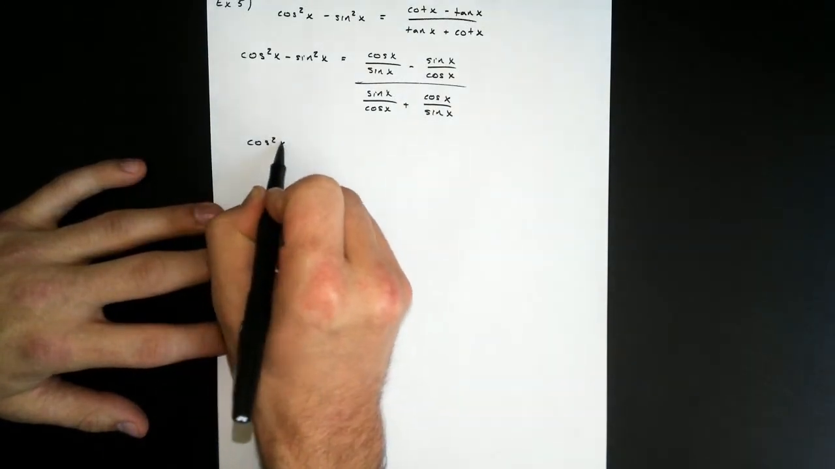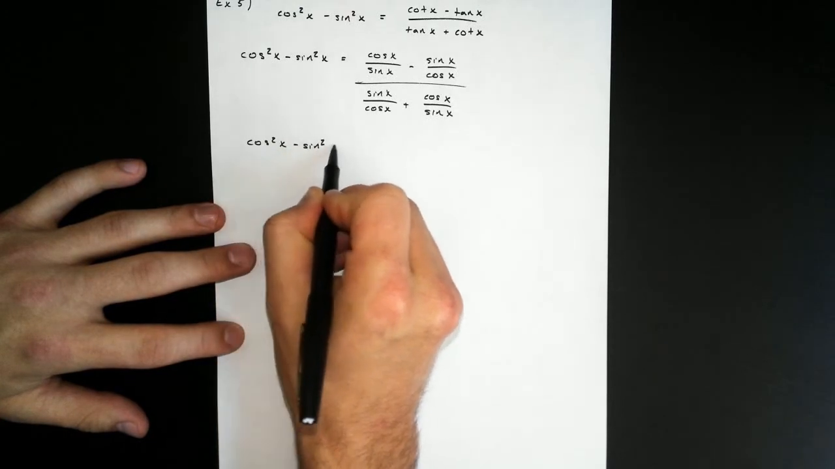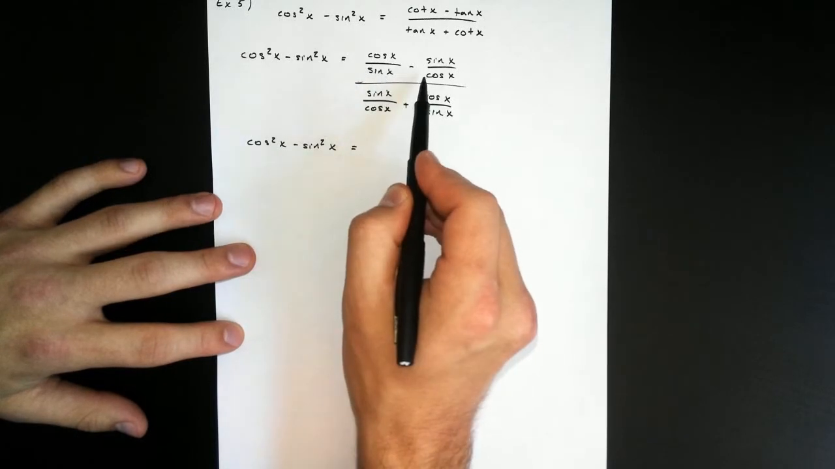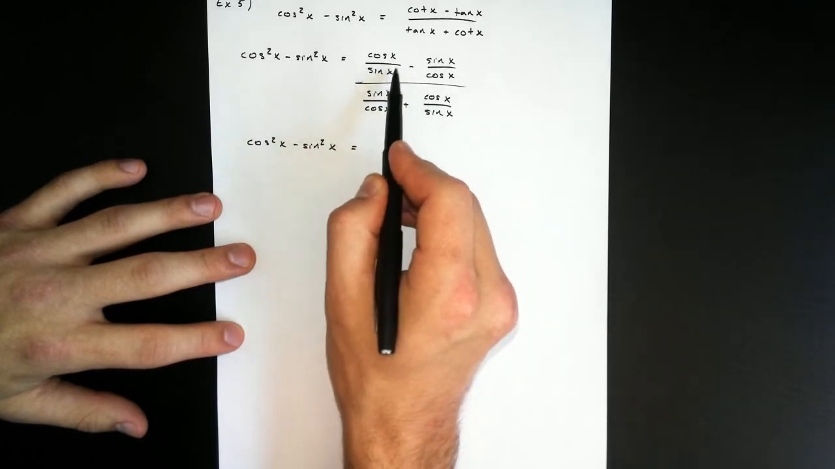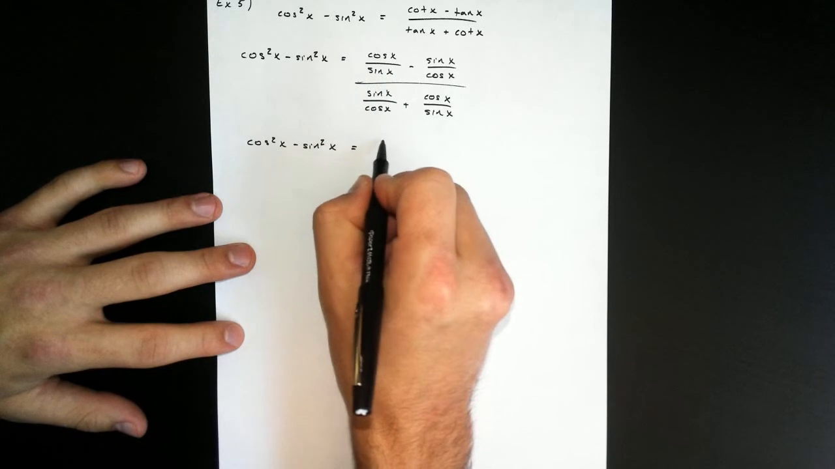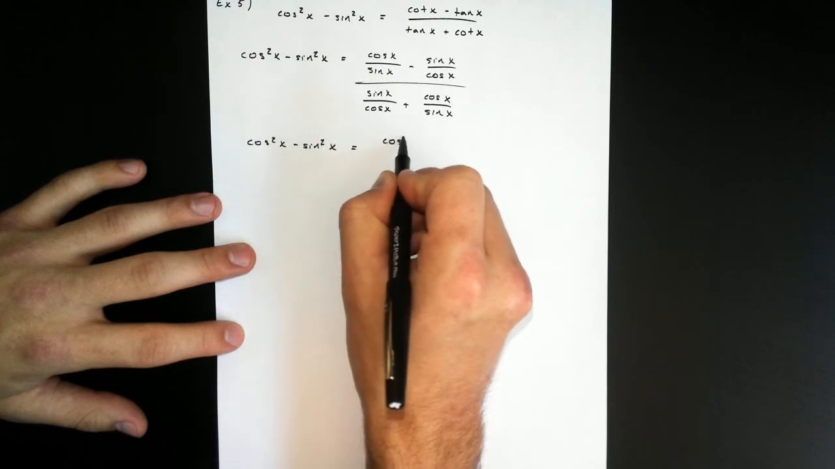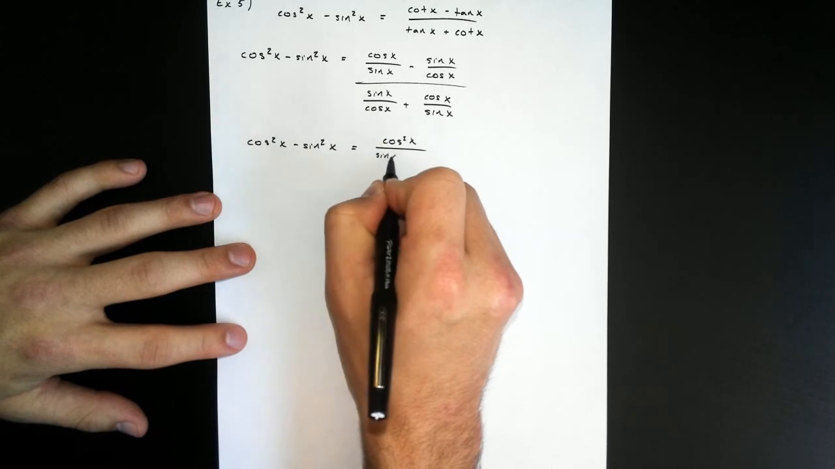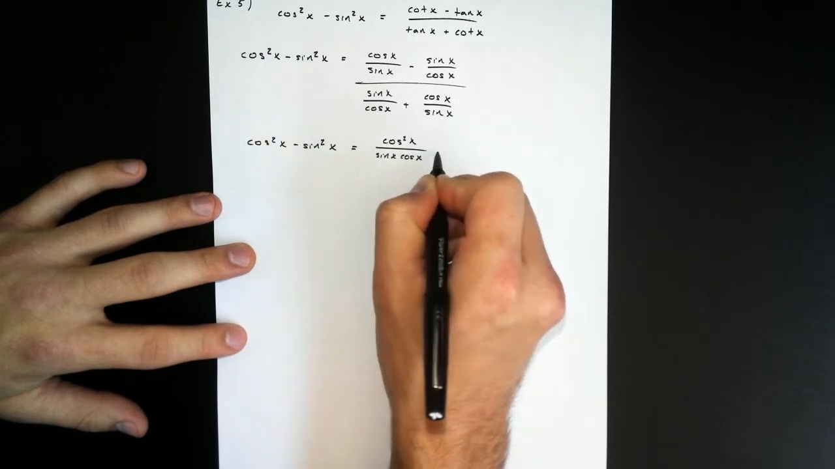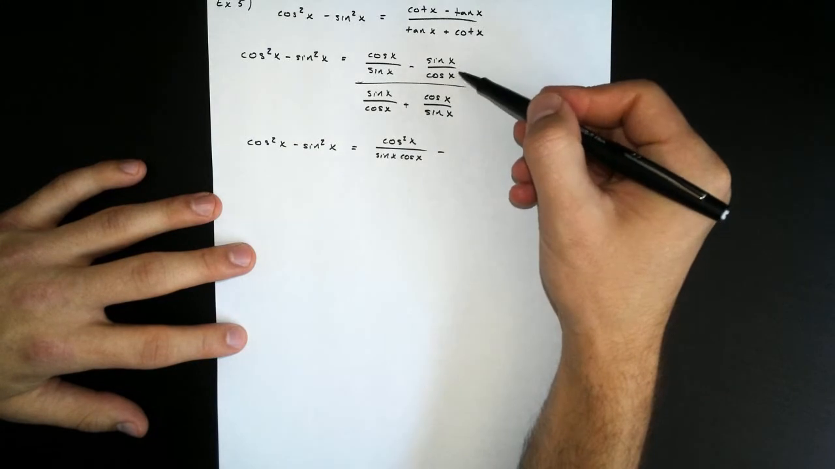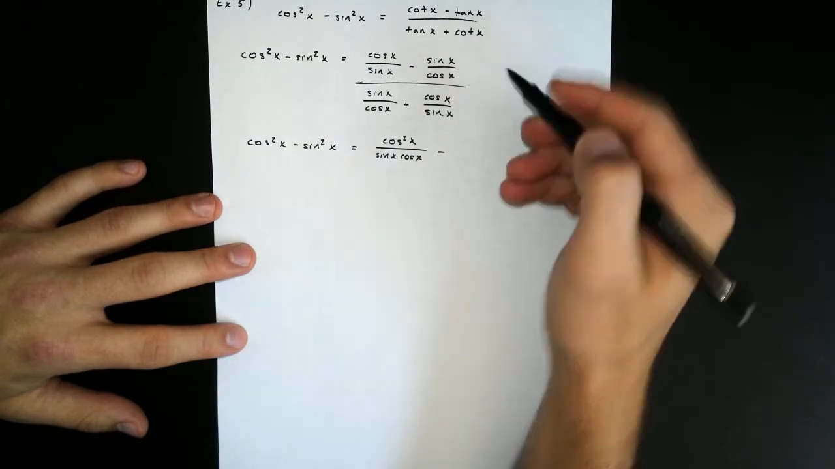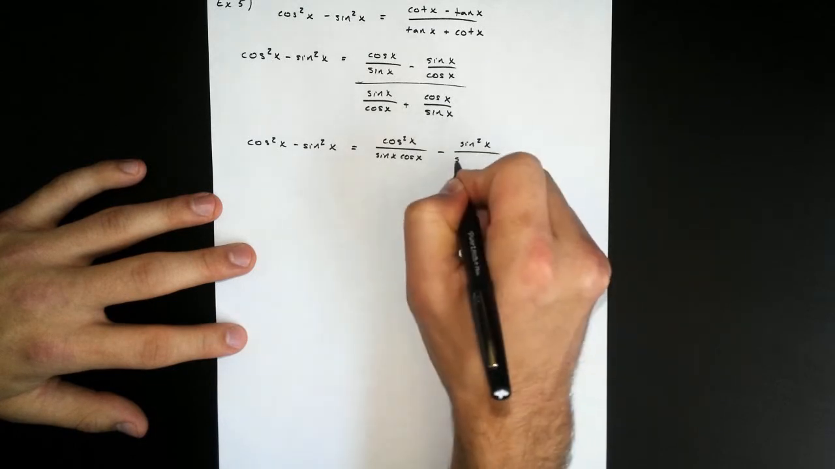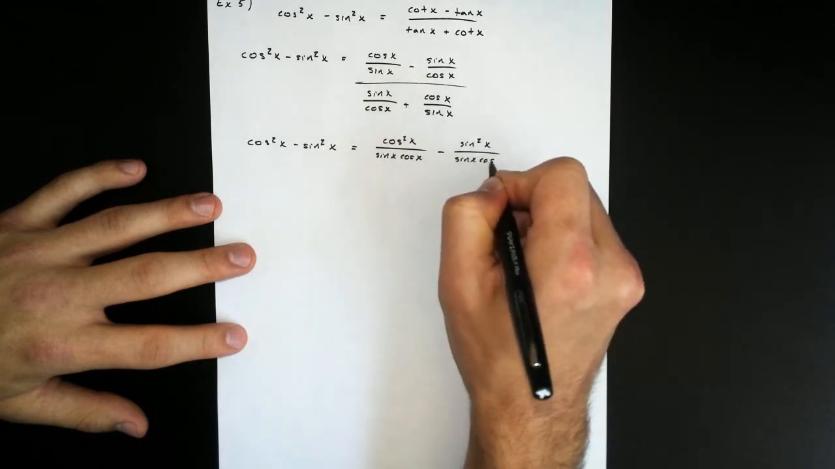So my right-hand side here, this will be the same. So common denominator is going to be sine times cosine. So for this first fraction, we need to multiply top and bottom by cosine. So we're going to end up with cosine squared over sine and cosine. In the second fraction, we need to multiply by sine on top and bottom. So we end up with sine squared divided by sine cosine.